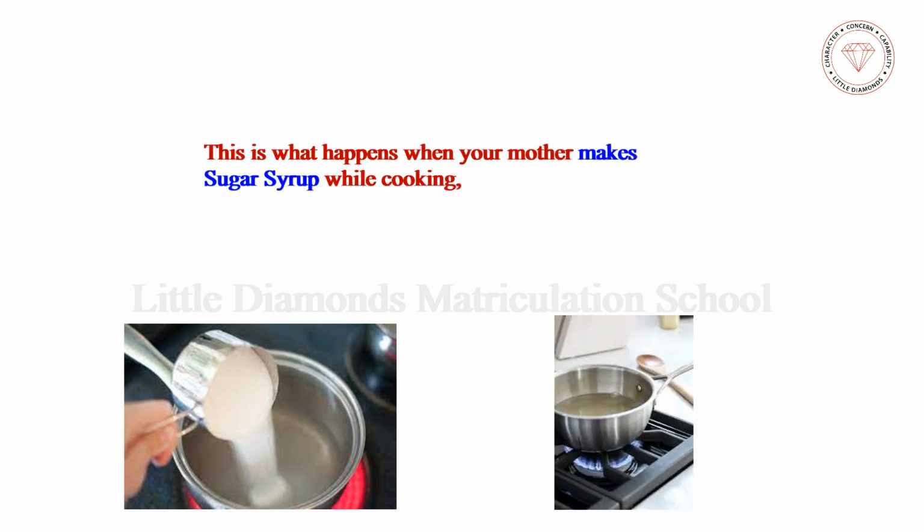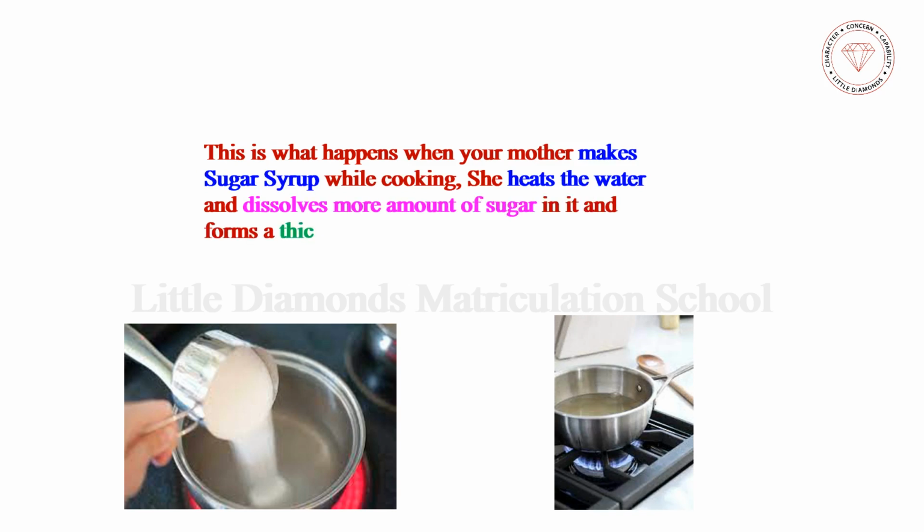This is what happens when your mother makes sugar syrup while cooking. She heats the water and dissolves more amount of sugar in it and forms a thick sugar syrup.